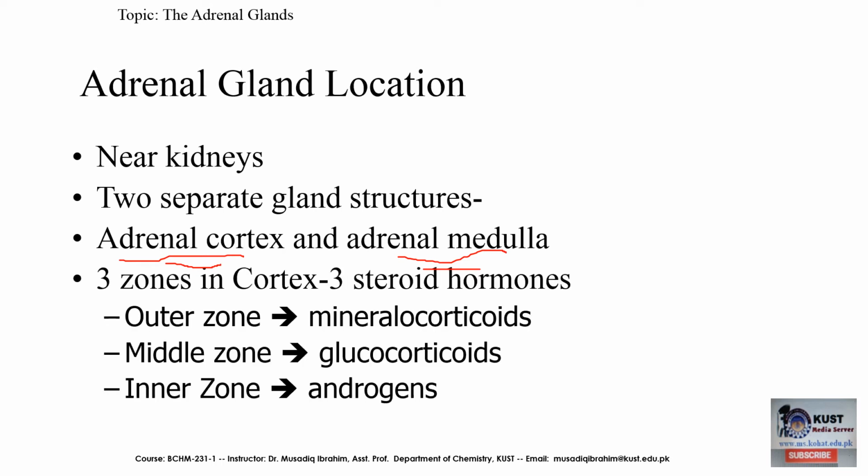Now in case of adrenal cortex, there are three zones which secrete three types of steroid hormones. The outer zone secretes mineralocorticoids, the middle zone secretes glucocorticoids, and the inner zone secretes androgens, which are also known as the sex hormones. Here again you should remember that the outer zone is the zona glomerulosa, the middle zone is zona fasciculata, and the inner zone is the zona reticularis.